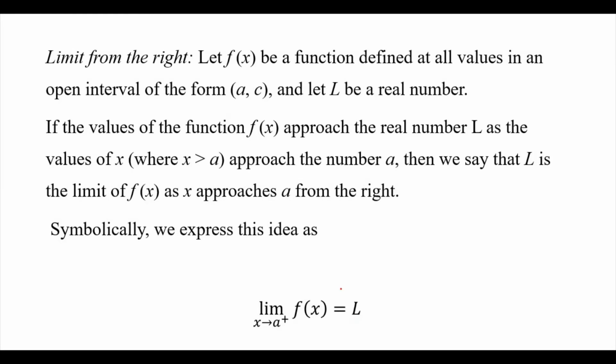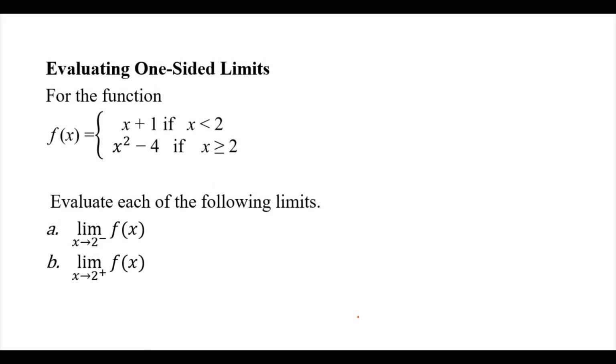Similarly, we can define the limit from the right. If we have a function that is defined on all of the values on an open interval (a, c), and L is a real number, if the values of the function f of x approach the real number L as x approaches a for all of the x's that are greater than a, then we say that L is the limit of the function f of x as x approaches a from the right or from above. Symbolically, we say the limit of f of x as x approaches a from above is equal to L.